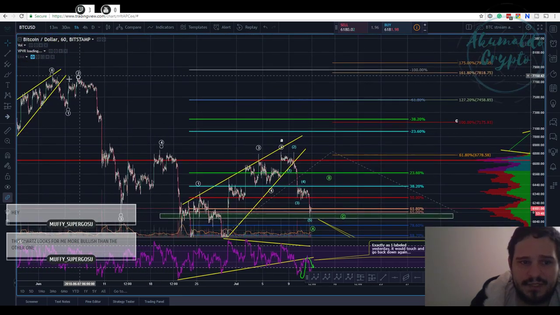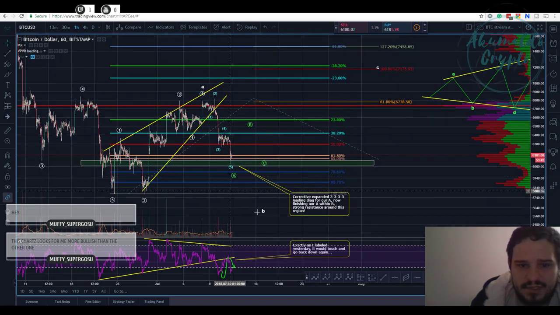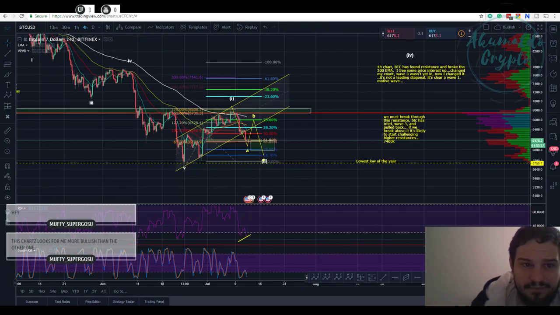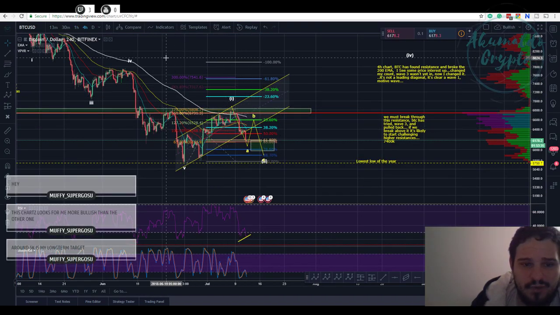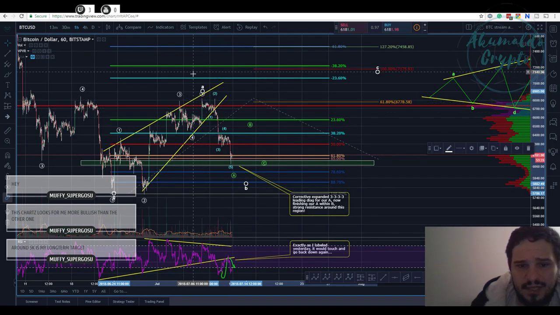We have the trend here. This is the trend, and we are correcting. The way I count it can be bullish if we count this as a 1, 2, 3, 4, 5, and then we finish here. But we wouldn't. I am presenting this just as an example of a bullish count. But this is a correction. A, B, C. This is a corrective pattern.